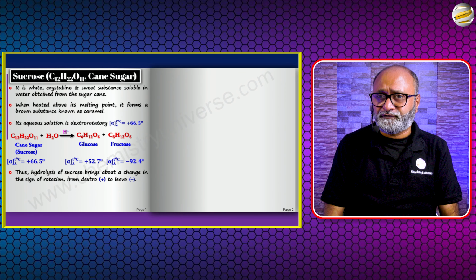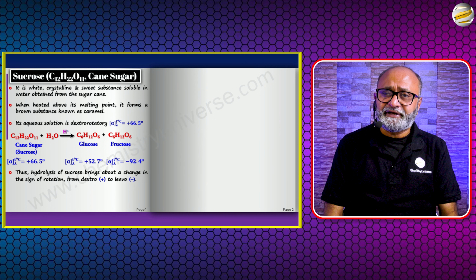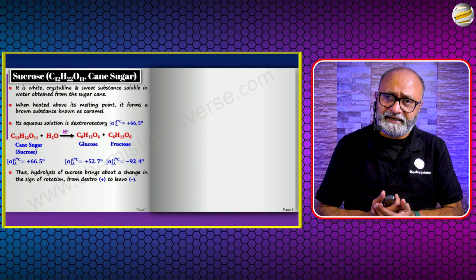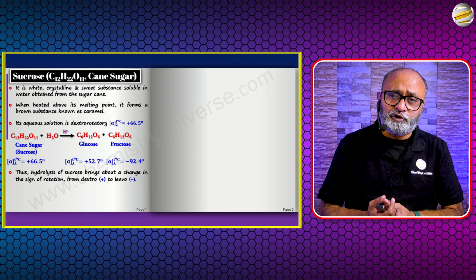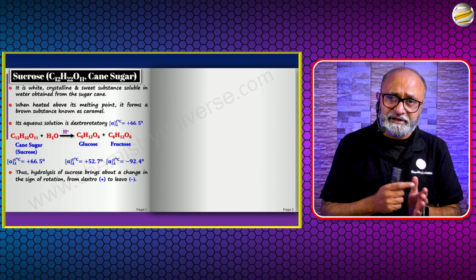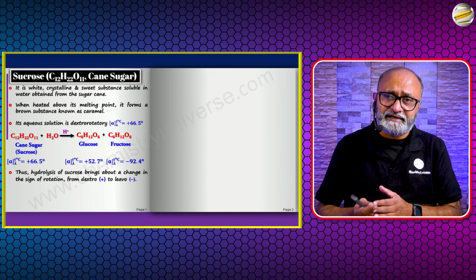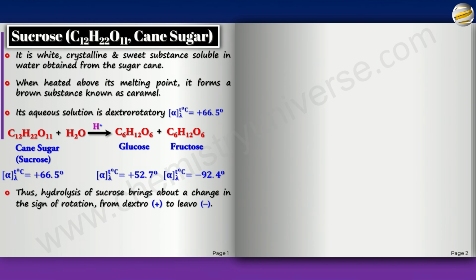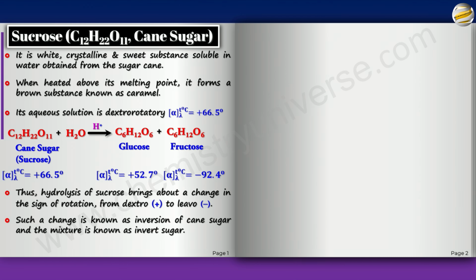So if 1 mole of sucrose is hydrolyzed, it will give you 1 mole of glucose and 1 mole of fructose. And if you look at their values, you will find that 1 mole of fructose has more negative rotation than 1 mole of glucose does. So during this hydrolysis, there is not only a change in the angle of rotation, there is also a change in the direction of rotation. Such a change is called inversion of cane sugar and the mixture is known as invert sugar. You can understand why it's called inversion, because of the direction of rotation changing.